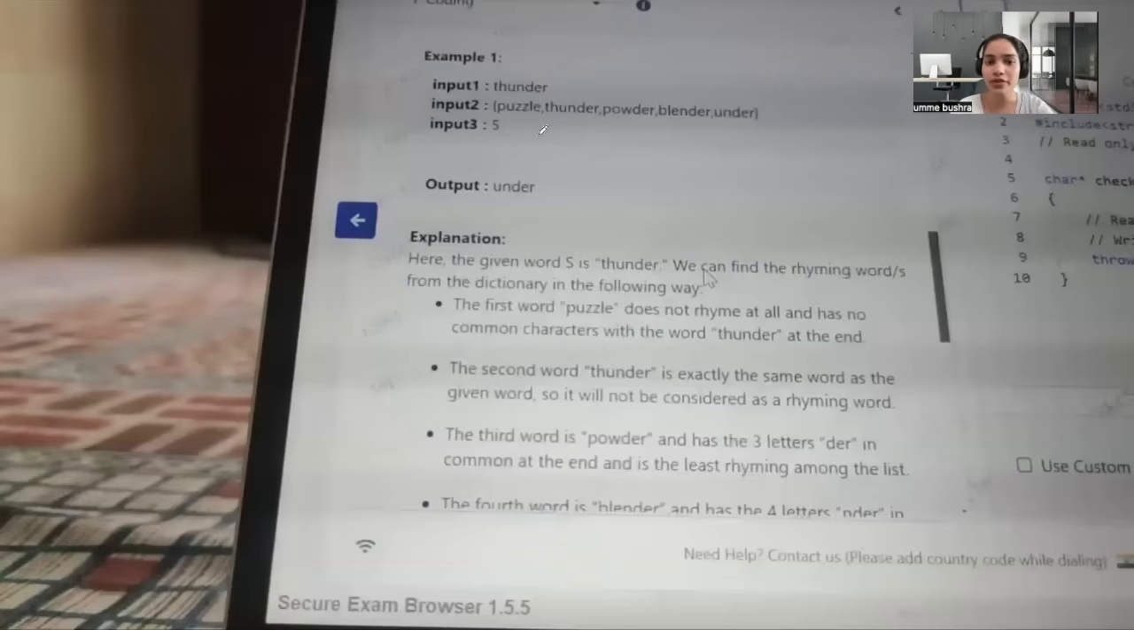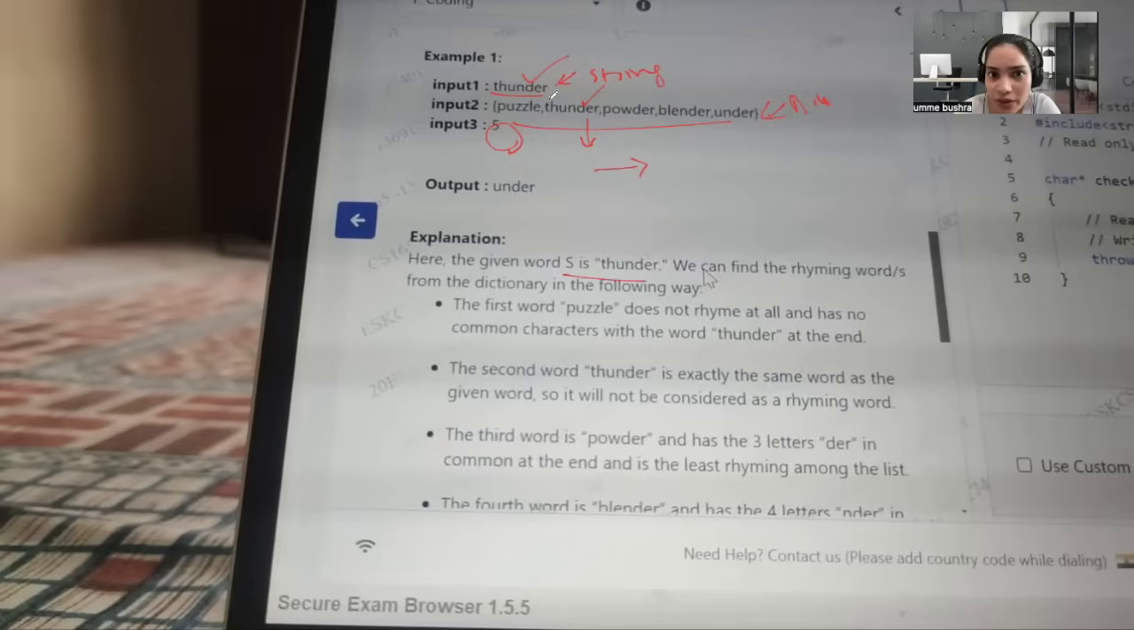Let's look at the example so we have a better understanding. Okay. So the input given is thunder. This is going to be your string. Okay. This is the dictionary that you already have. I'm going to call it dict. Okay. Puzzle, thunder, powder, blender, under. And 5 is going to be the length of your array, the length of the dictionary. Okay. So now if you look at this, you could probably conclude that thunder, because here every letter matches. But this is not what the question is asking. Listen to the explanation carefully. Here, the S is thunder.